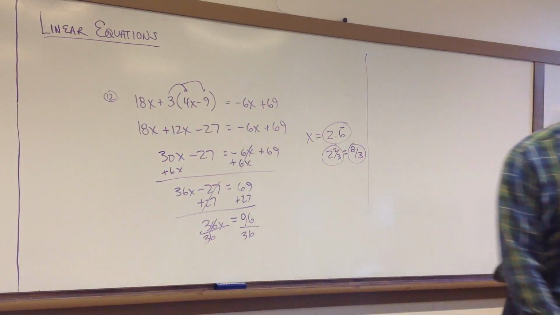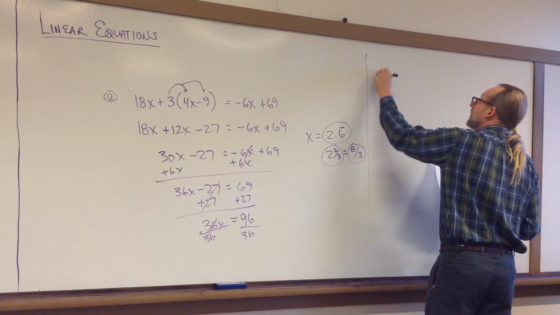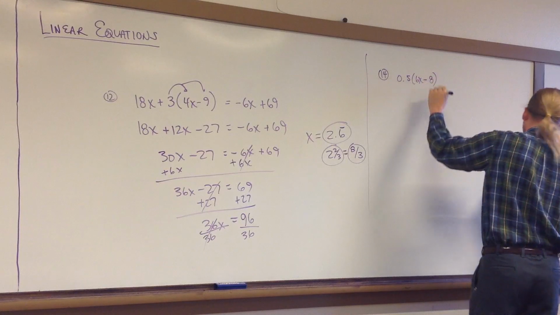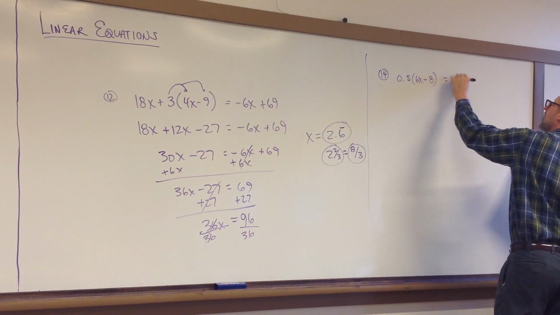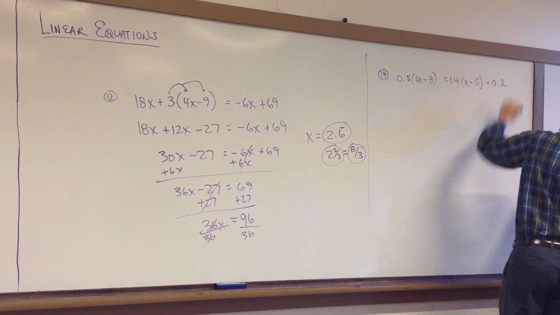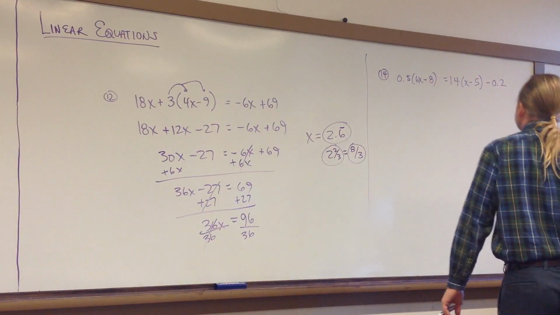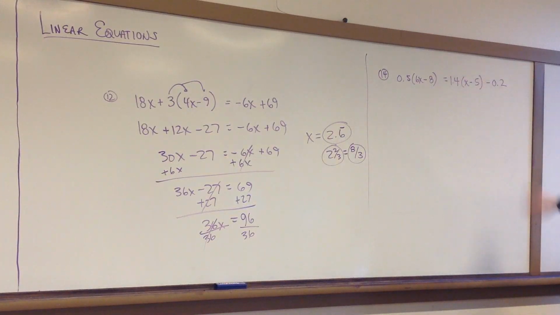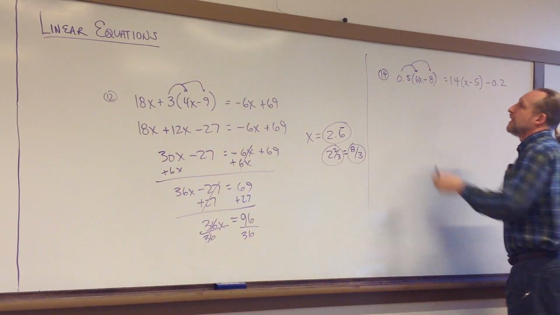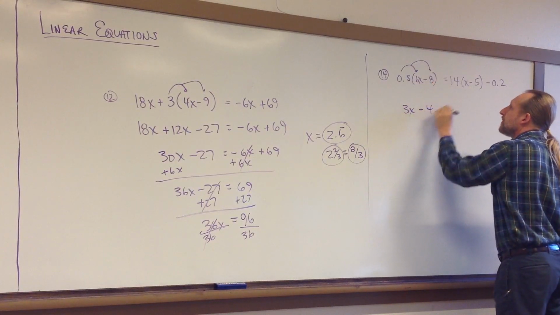All right. Let's see what else we've got here. Oh, 14 is kind of interesting. We've got some decimals here. 0.5 times 6x minus 8, and then 1.4 times x minus 5 minus 0.2. There are some things that you can do in this problem. A lot of textbooks talk about clearing out the decimals. You can do that if you want to, but these decimals aren't so bad to work with. This is a half times 6x. That'll give us 3x. 1/2 times minus 8 is minus 4.